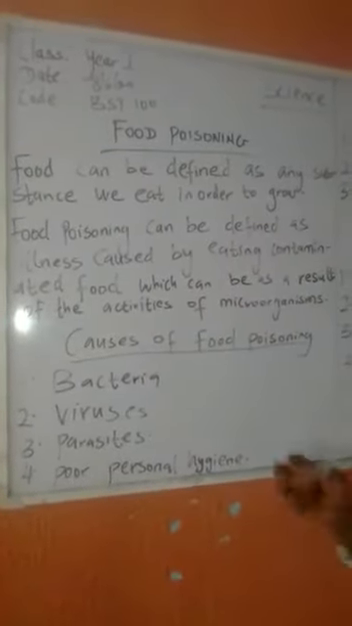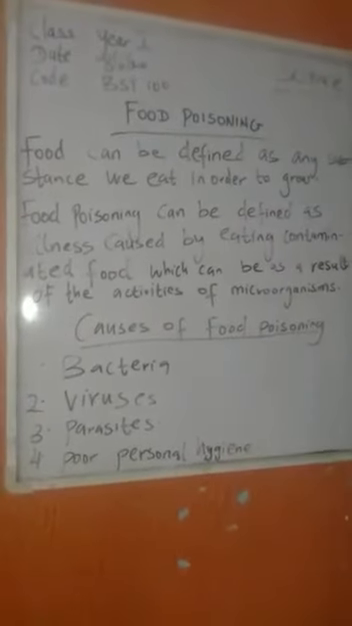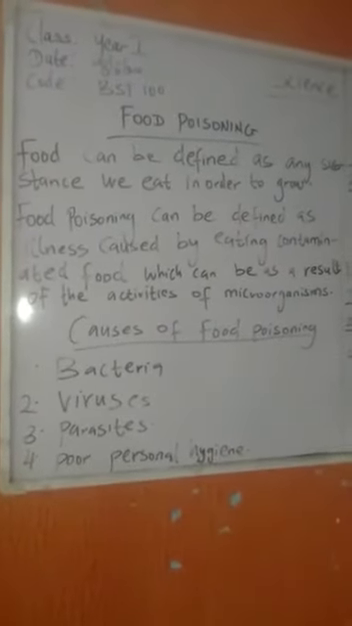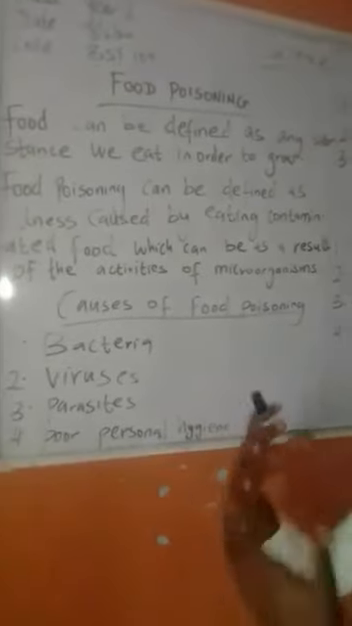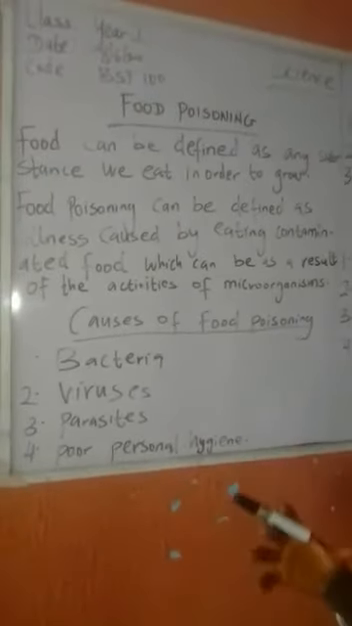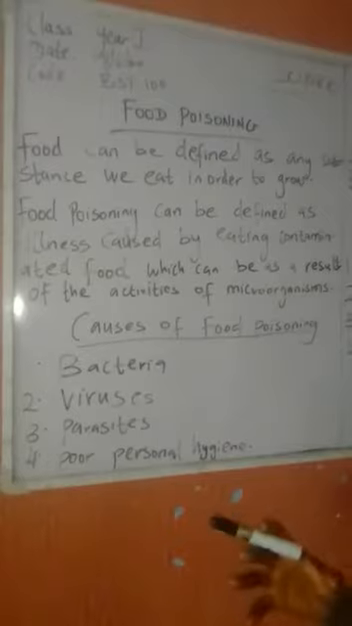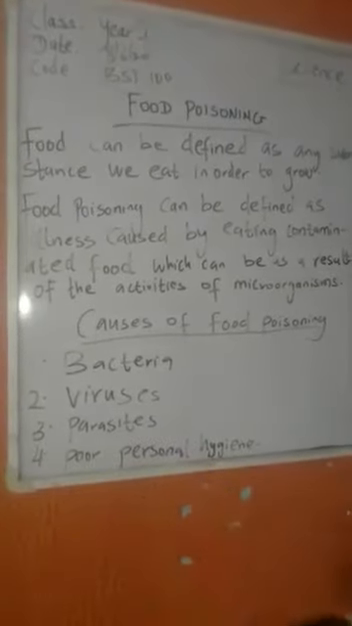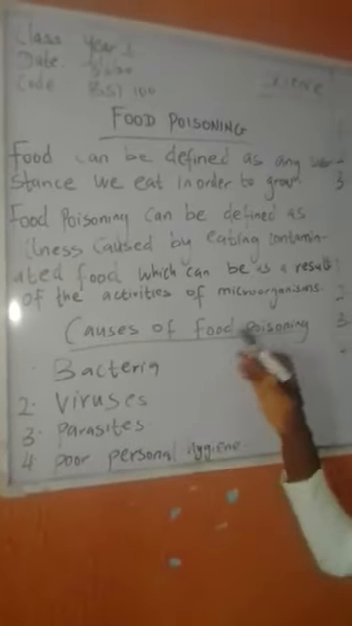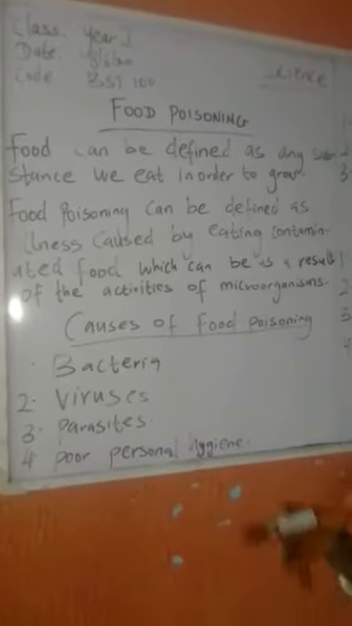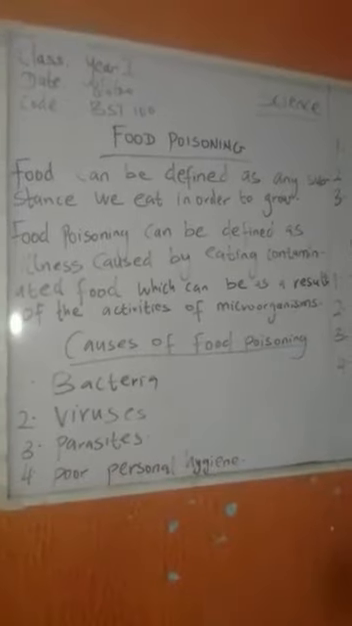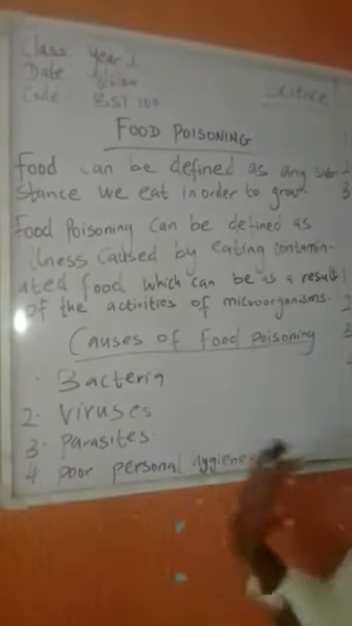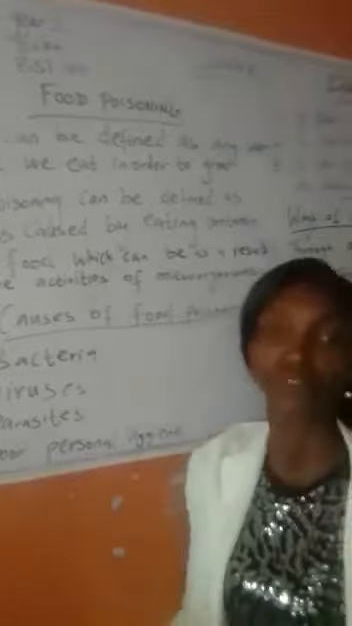For example, we have an organism like Salmonella typhi that causes typhoid. It's a tiny organism. You cannot see it with your naked eye, but when viewed under a microscope, you can see them. These organisms have the ability to cause food poisoning or contaminate food. Number three, we have parasites, which are also microorganisms. By the time they invade your food, they can make the food unfit for eating.